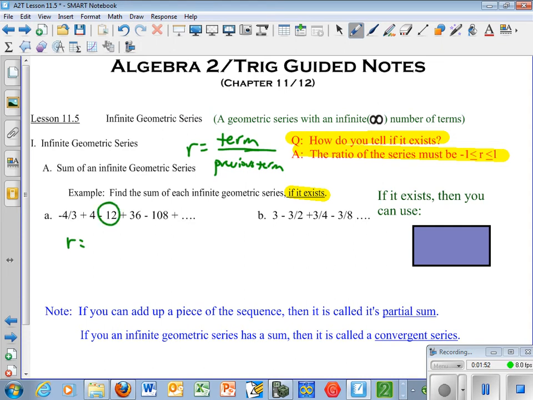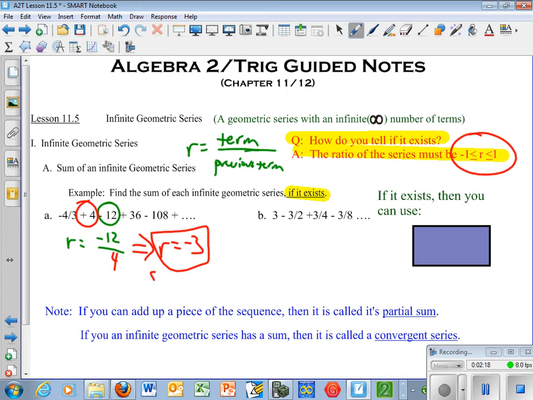So when I find r here, I'm going to pick -12, which is really the third term in that sequence. I'm going to divide by the term in front of it, which is +4. So that means r is equal to -3. -3 is not between -1 and +1, so the sum does not exist. You need to state that: there is no sum because r is -3.